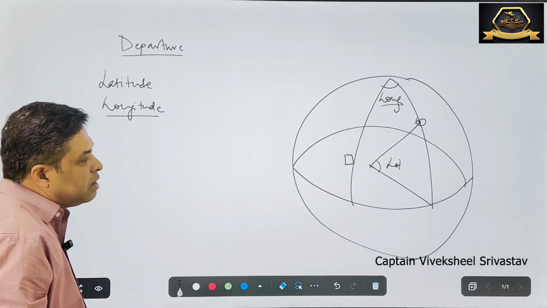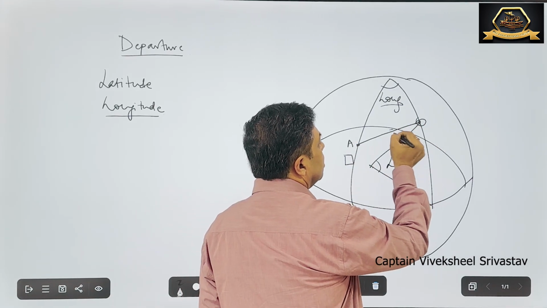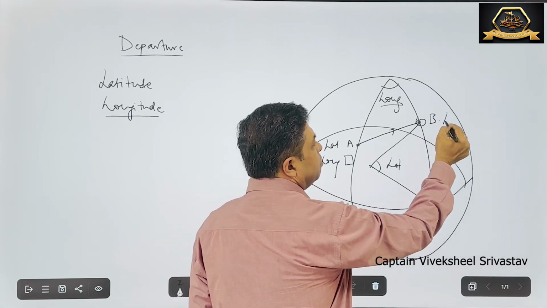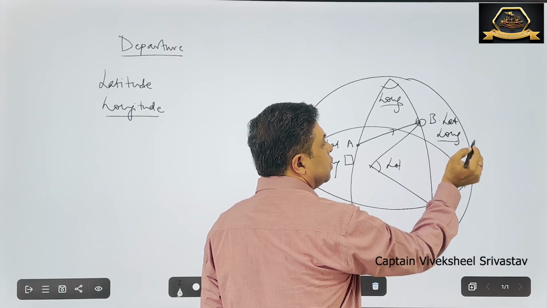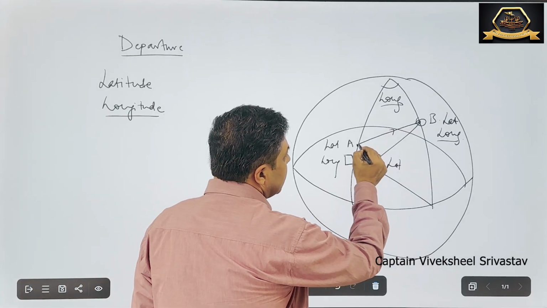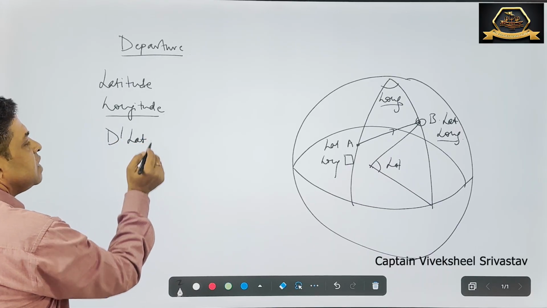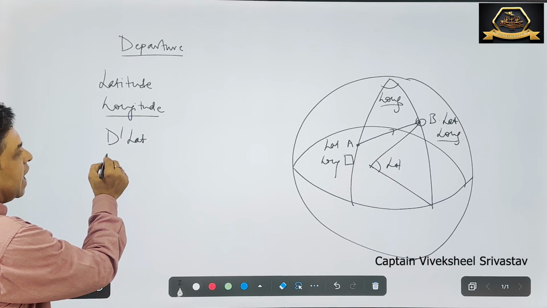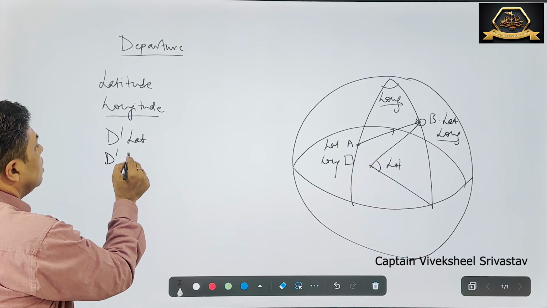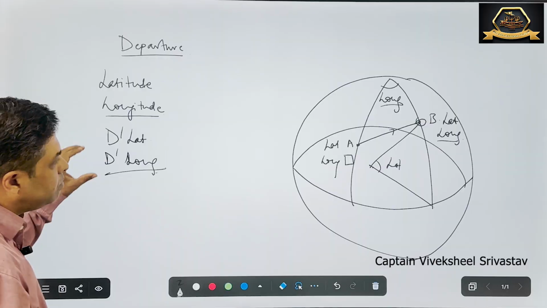Now, suppose you're traveling from A to B. A will have a certain latitude and longitude, B will have a certain latitude and longitude, right? So now the difference between this latitude and this latitude, we call it dlat or the difference in latitude. That you must be aware of. And in the same manner, the difference in longitude, we call it d long, the difference in longitude between two positions.